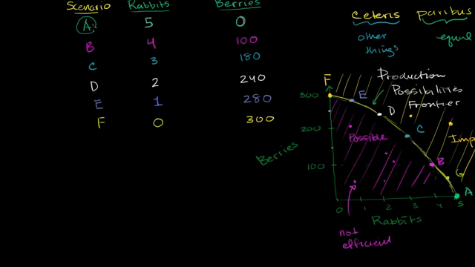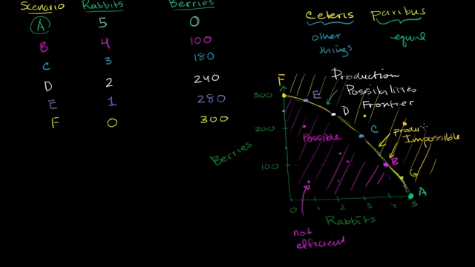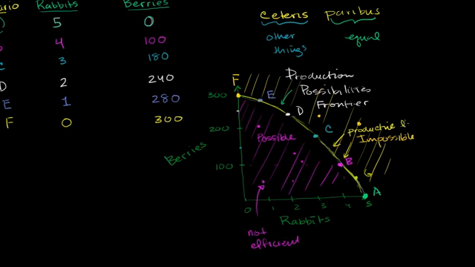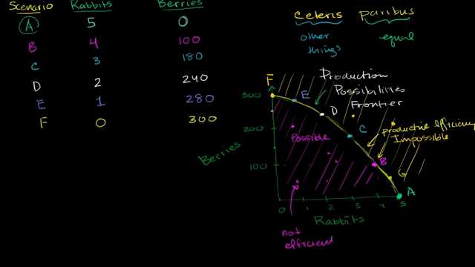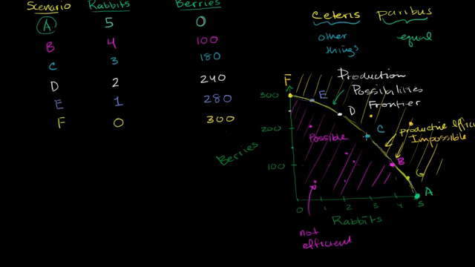We've already spent a lot of time thinking about these 6 different scenarios, all of which sit on the production possibilities frontier, which means that in any of these scenarios, we have achieved productive efficiency. And it's true not just of these scenarios, it's true of any of the points on this curve. So if you have achieved any point on that curve, productive efficiency.